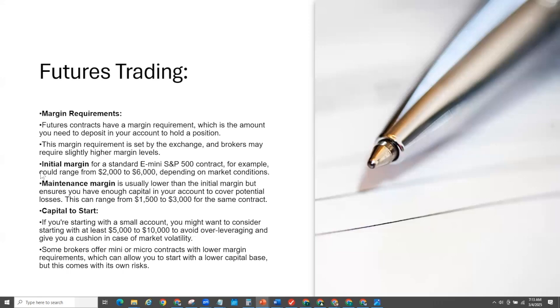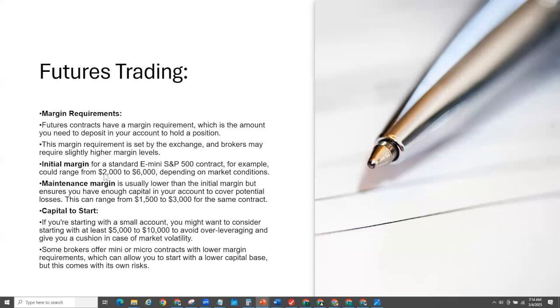Initial margin for a standard E-mini S&P contract, and this is from a historical context, can range from 2,000, and I wouldn't cap it at 6,000. I would say 2,000 and higher, depending on market conditions. When I started trading commodity futures in, I believe, maybe 2012, you literally could trade one E-mini S&P contract for this $2,000 low end of this range that we have highlighted. Not so today. Maintenance margin is usually lower than the initial margin, but ensures you have enough capital in your account to cover potential losses. So it may be less than the 2,000 or the 6,000, but it's still quite a bit.